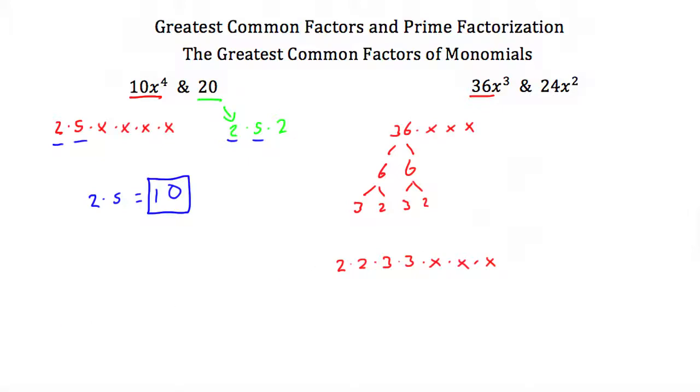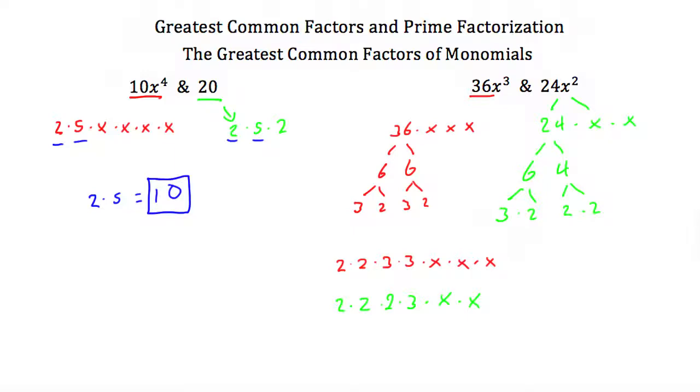Now if I find my prime factorization of 24x squared, I can break this down into 24 times x times x. And 24 can be broken down into 6 times 4, 6 can be broken down into 3 times 2, and 4 can be broken down into 2 times 2. So my prime factorization of 24x squared would be 2 times 2 times 2 times 3 times x times x.